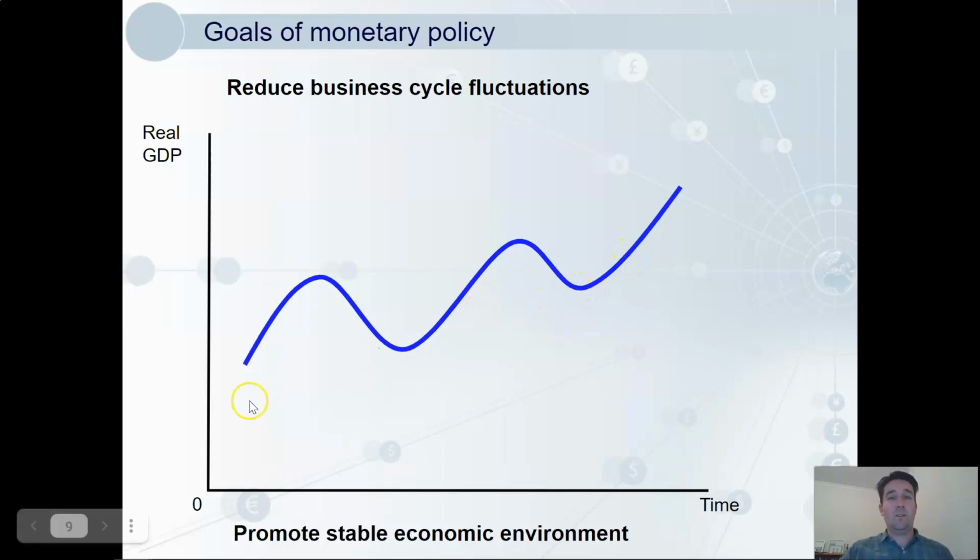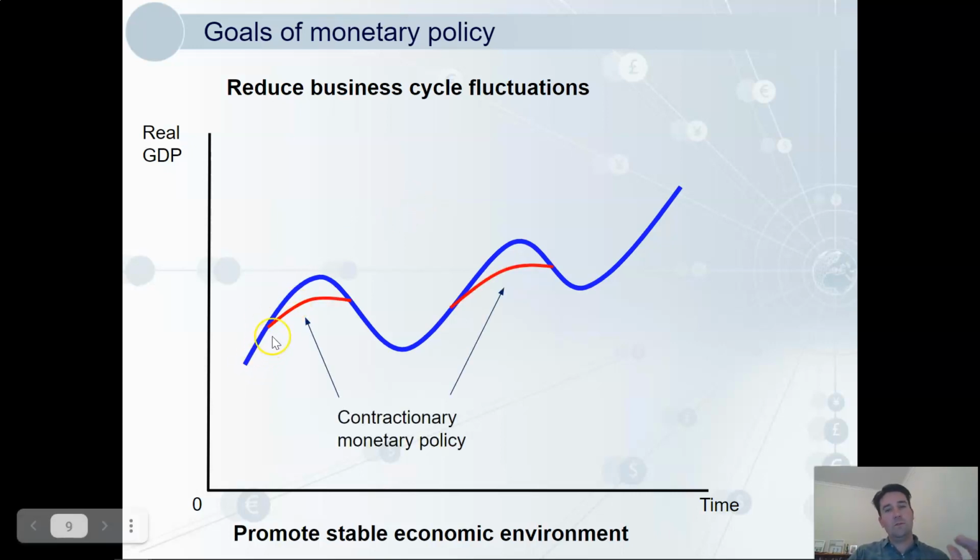If it's getting out of control, growing too fast, it could be headed for a fall. So the central bank can step in with contractionary monetary policy. So they'll change the trajectory of that business cycle. Okay, so the blue, I guess, represents what it would be without any intervention. The red is with central bank intervention.